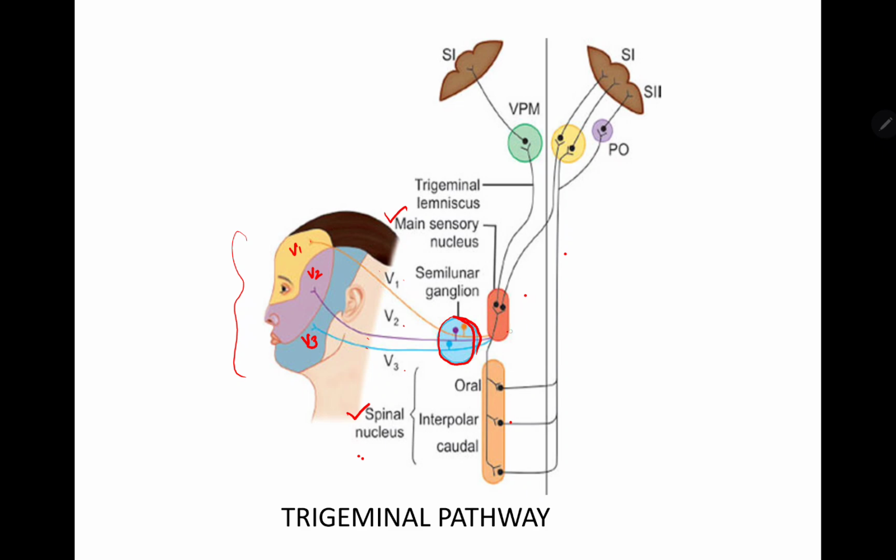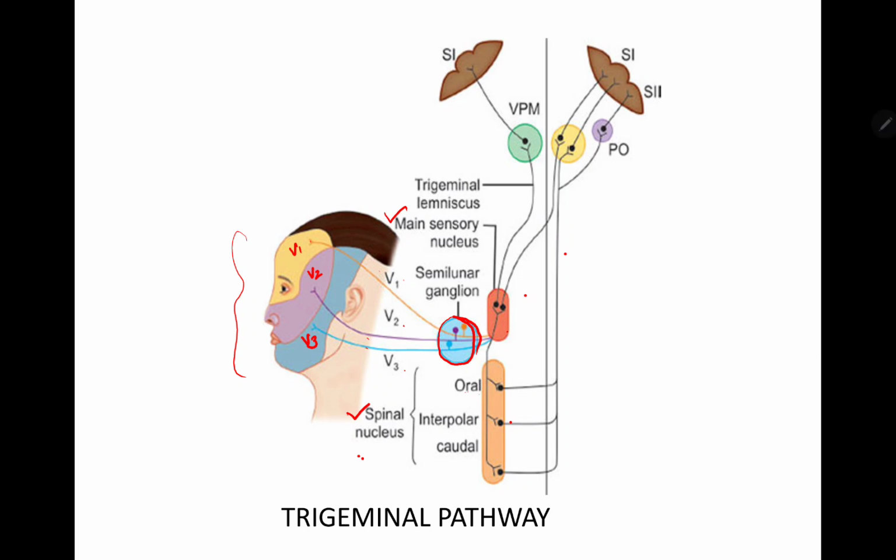The main sensory nucleus handles touch, pressure, and vibration from the face. These three things it will handle here, like a fine touch center. Now, the spinal nucleus. What will it handle? It handles pain and temperature from the face. These two things. And it again has three parts from top to bottom.